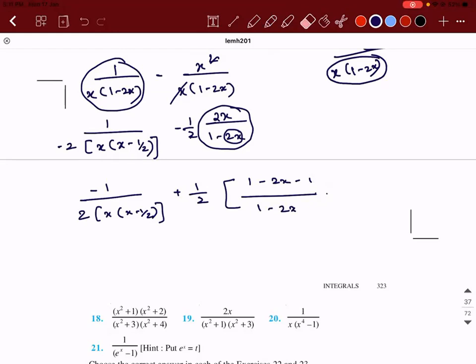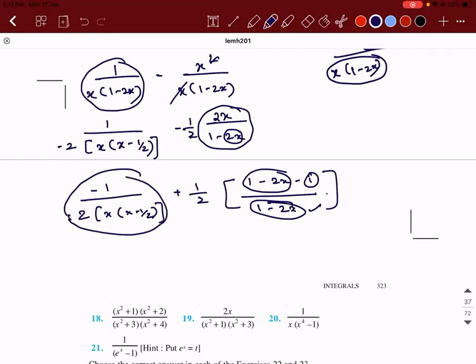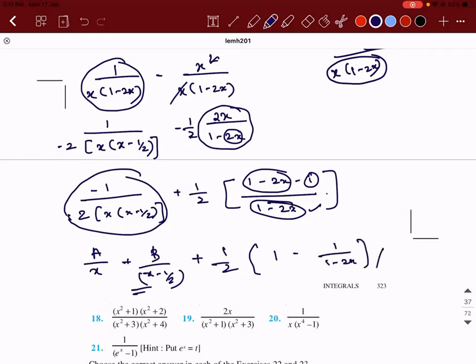Now will you be able to solve this? Take this 1 minus 2x and combine it with it. 1 combine it with 1 minus 2x, then you will get the answer. So for this, what are we supposed to do? Apply a by x plus b by x minus half plus half into 1 minus 2x by 1 minus 2x is 1 minus 1 divided by 1 minus 2x. Now you can do it.